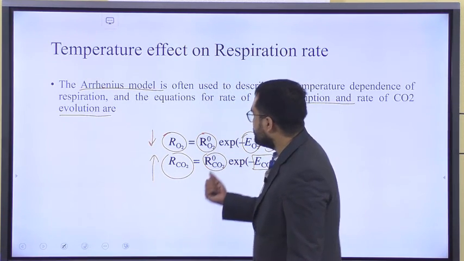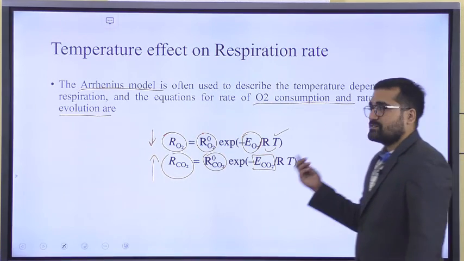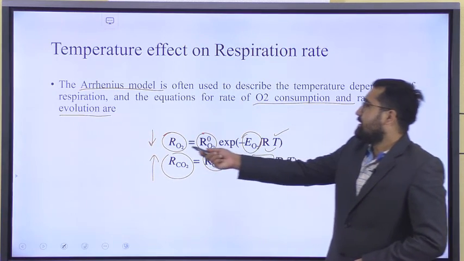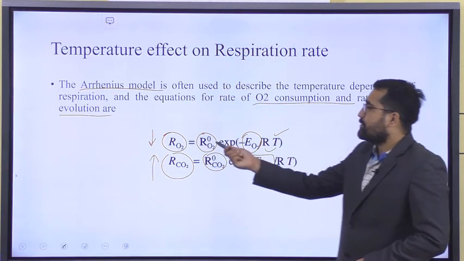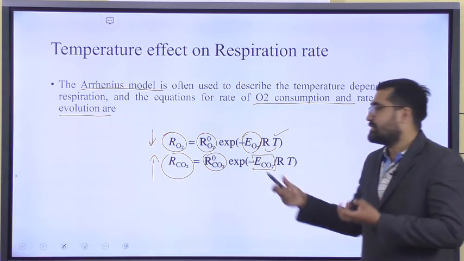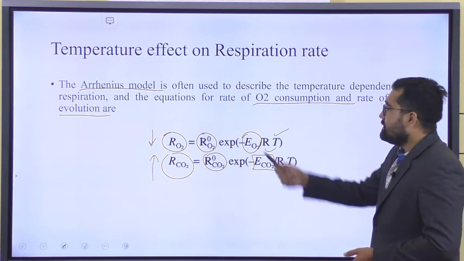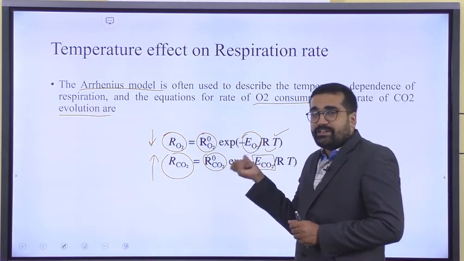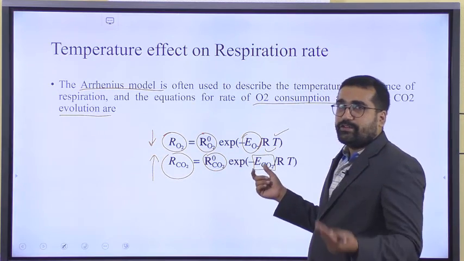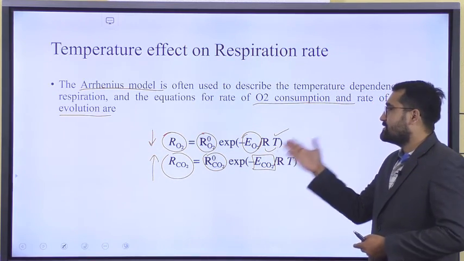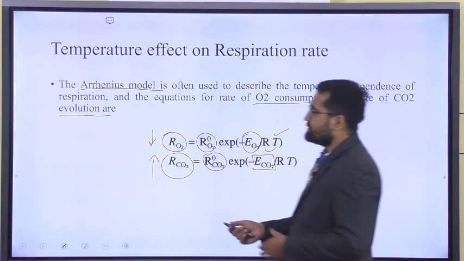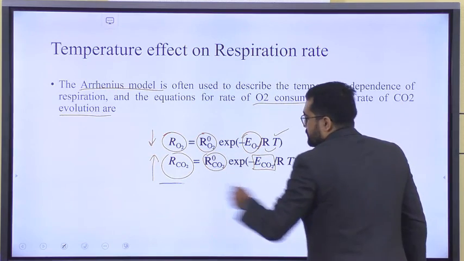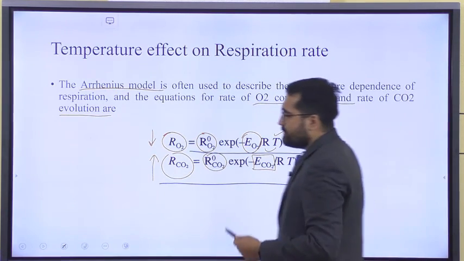Then temperature dependence. This is not needed anyway, but in GATE sometimes they ask what the temperature dependence is. Here R is the respiration rate of oxygen, R naught is the initial rate of respiration, which we can also call the pre-exponential factor. EO2 is the activation energy of oxygen, the energy we need for respiration. R is the gas constant, and T is the temperature at which we are dealing. These things are the same for carbon dioxide also.